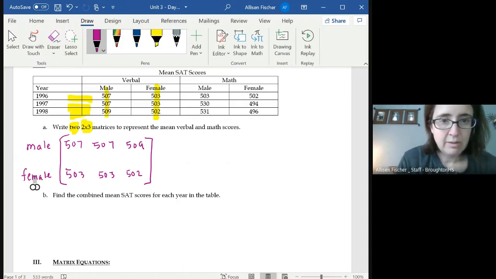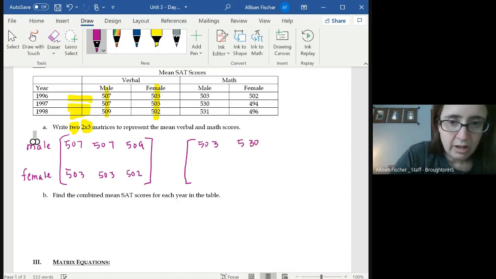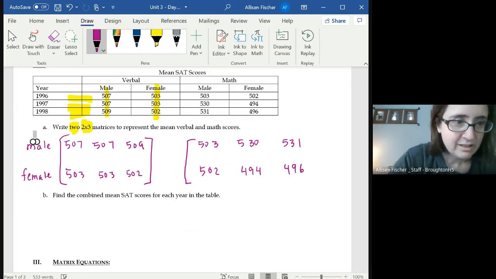And then same thing for math, we're going to keep the males in the top row. So 503, 530, and 531. Probably need some updated data. This is old data. And then for the females, 502, 494, and 496.